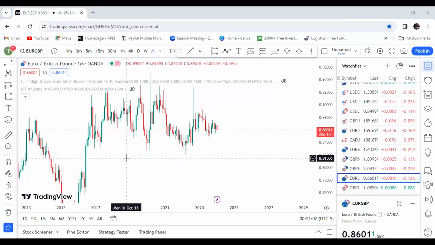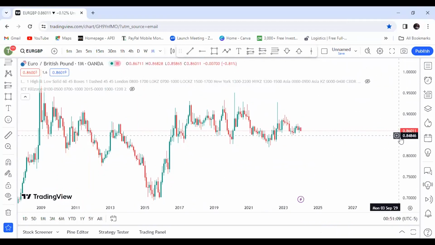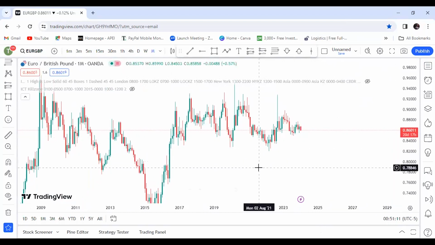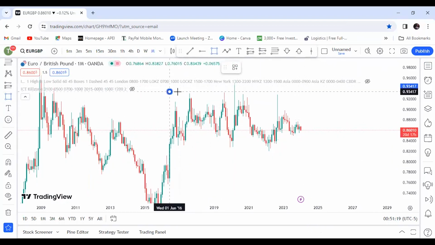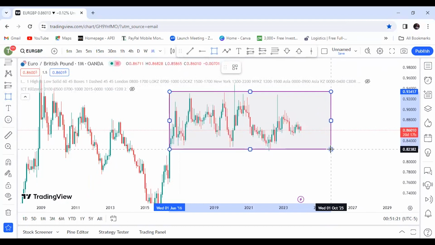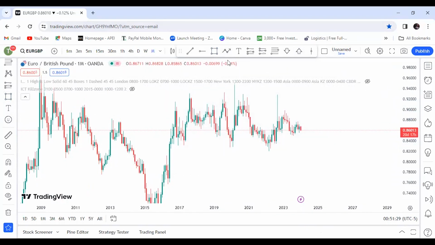Let's look at another example. This is Euro GBP. From the monthly time frame, this pair is actually very choppy. You can see from the monthly time frame the market is consolidating within that particular level. That is consolidation. But we want to identify the key levels from this area of consolidation, so that we can use these levels even in the lower time frame.